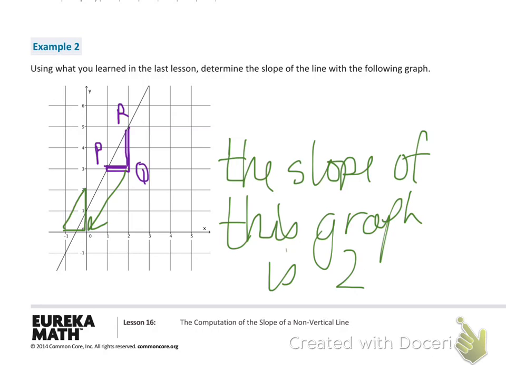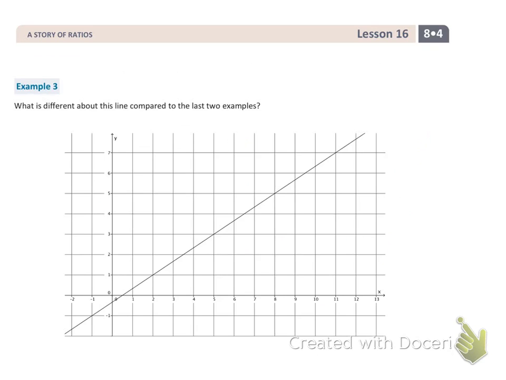All right, let's look at example 3 now. Example 3 says, what is different about this line compared to the last 2 examples? So think about that. Pause the video if you need to, and then come back. We'll talk about it.